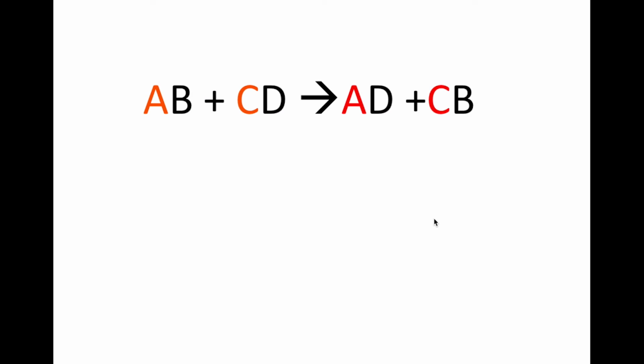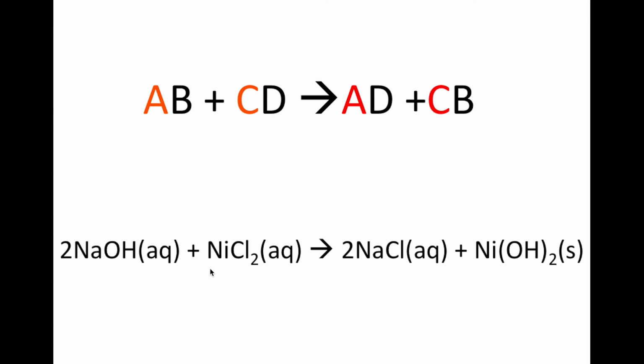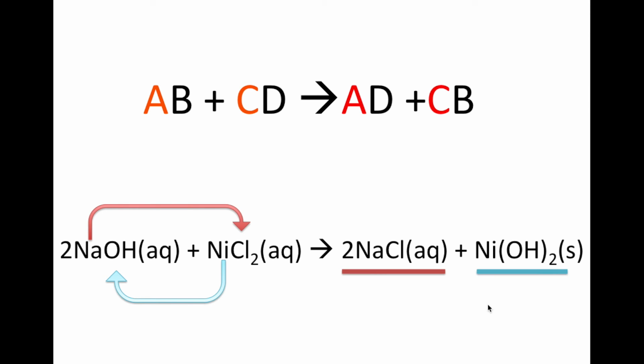To explore the possible products of this reaction, we can look at the total ionic and balanced equations. In a typical double displacement reaction, the cations and anions of two different reactants switch places, forming two entirely different products. In the reaction between sodium hydroxide with nickel 2 chloride, sodium cations bond with chloride anions to produce sodium chloride. Meanwhile, nickel cations bond with hydroxide anions to form nickel 2 hydroxide.